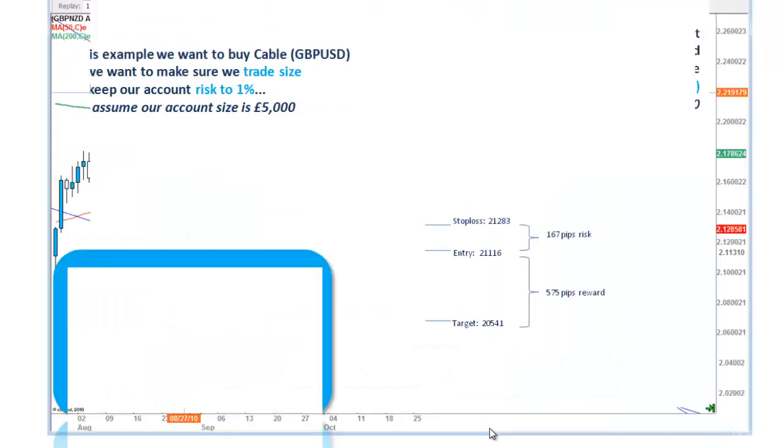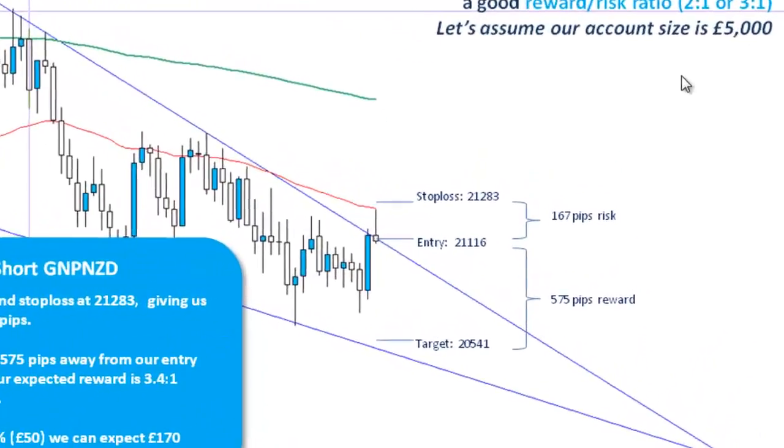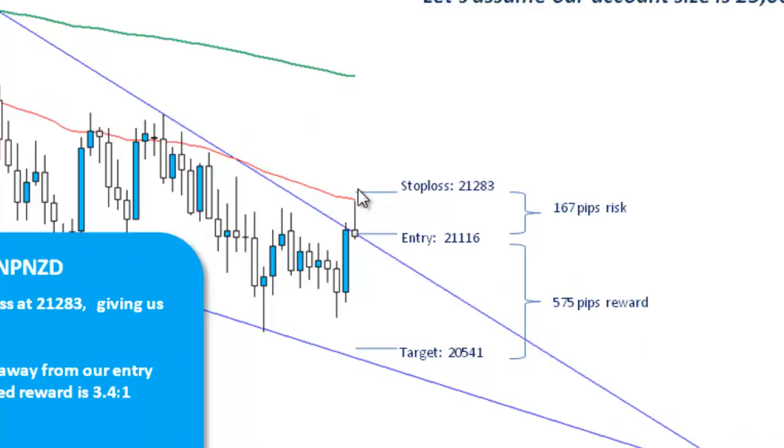Let's look at some examples now and put this into practice. So here we've got a wonderful cross-currency pair. We've got the pound New Zealand, which is very much underrated, and we're trading this high test bar off a trend line and off the moving average. Some of you might know it as a pin bar reversal or an evening star, whatever, it's the same thing.